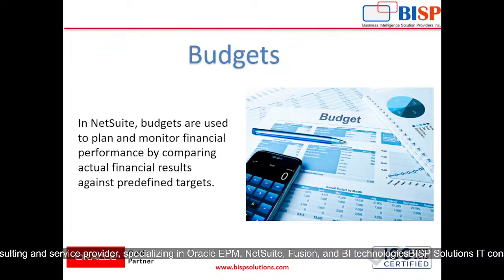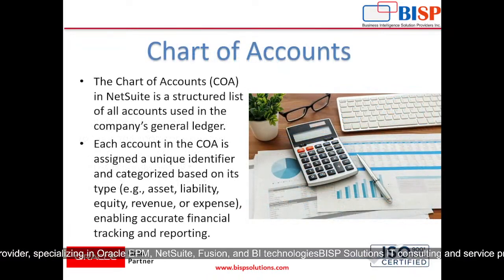Then we have learned about our chart of accounts in the first class. So chart of accounts in NetSuite is a structured list of all the accounts used in the company's general ledger. Each account in the COA is assigned a unique identifier and categorized based on its type. Example: asset, liability, equity, revenue, or expense, enabling accurate financial tracking and reporting.